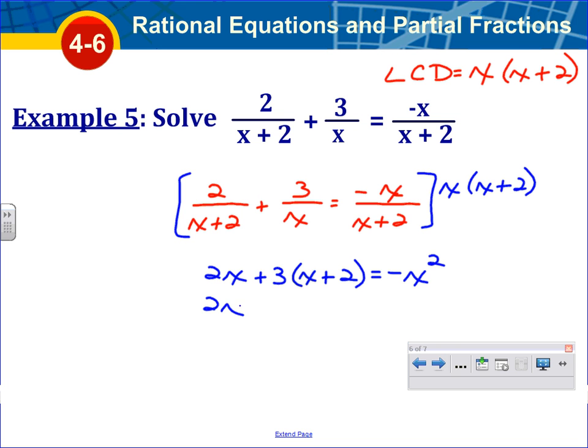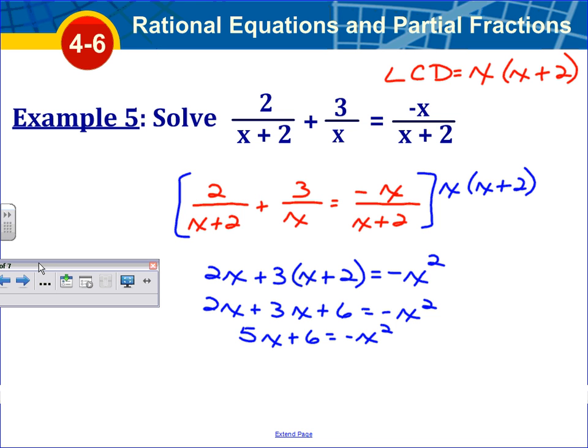So I have 2x plus 3x plus 6 equals negative x squared. I have my quadratic going on, so I got to get everything over to one side, and I got to combine like terms. So this 2x plus 3x gives me 5x plus 6 equals negative x squared. Slide that guy over there. Bring the x squared over to the left-hand side, mostly because I want to make that x squared positive. It's way easier to factor that way. So I'm going to put that right in front. x squared plus 5x plus 6 equals 0.